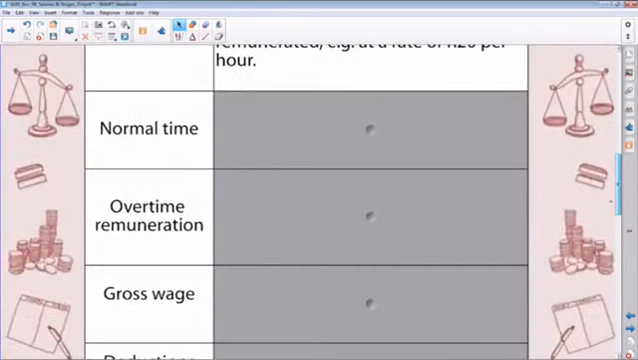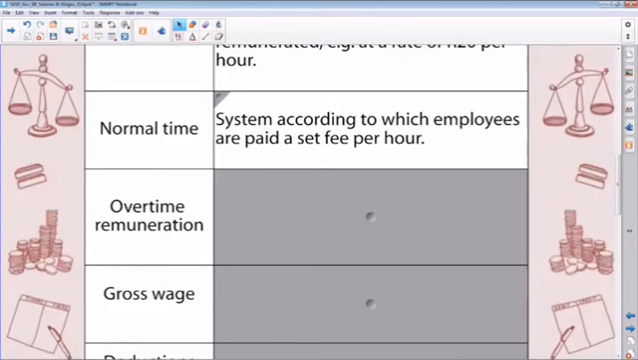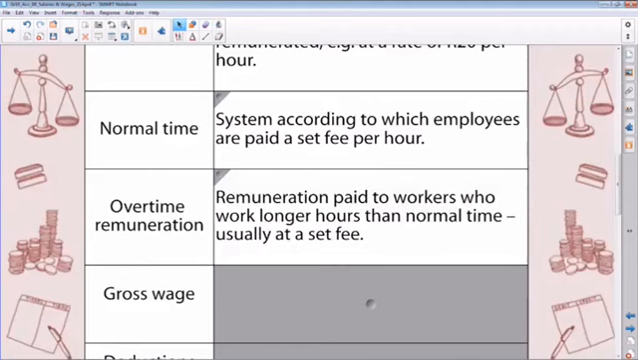Your normal time is normally a system according to which employees are paid at a set fee per hour. And in South Africa, mostly we're going to use 40-hour weeks. So each worker or each employee will work 40 hours a week. Overtime, yes, people like overtime, so they will get extra money. So remuneration paid to workers who work longer than the normal 40 hours, and that's also at a higher fee. So I can give maybe 150% for every 1 rand. So say you work for an hour for 20 rand, I pay you 1.5, so overtime hours will be 30 rand an hour.